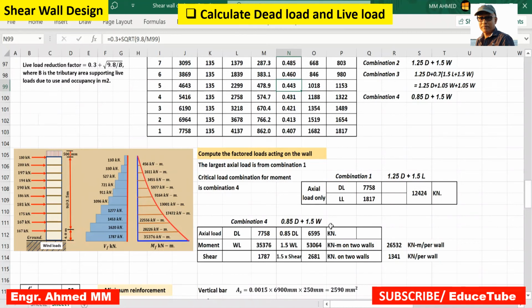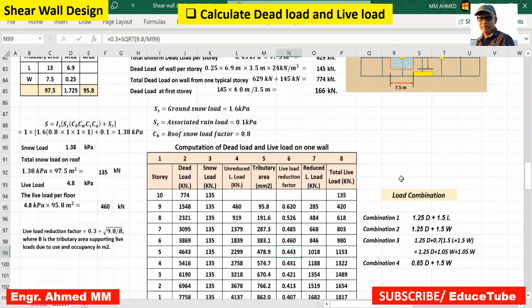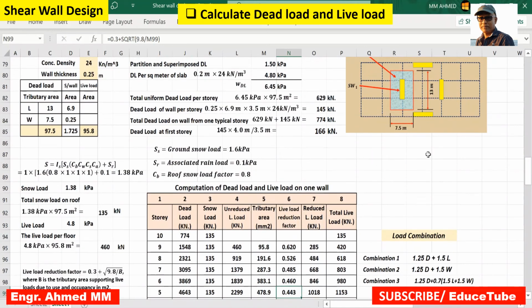Now this combination says I have to multiply dead load by 0.85. So 0.85 dead load, I take here this. 1.5 wind load, it is this one. 1.5 shear load, it is this one. But for this wind load, this is actually acting on two walls. As I said before, that wind load is acting in this direction. So these two shear walls are taking that load.